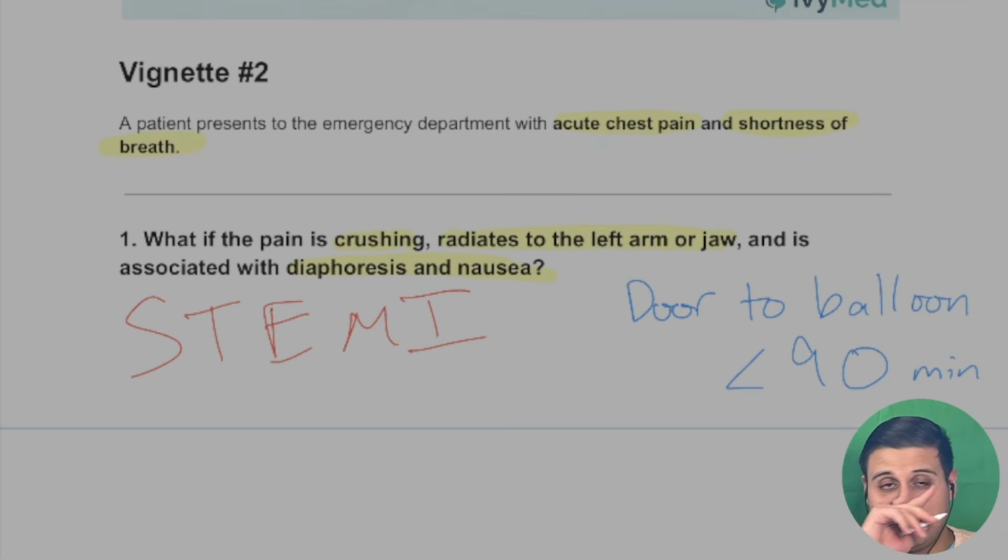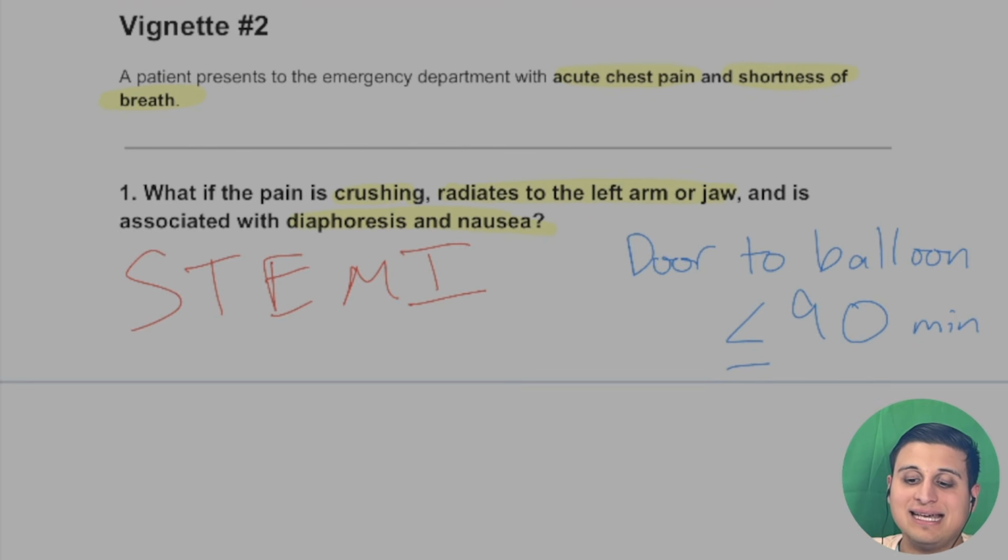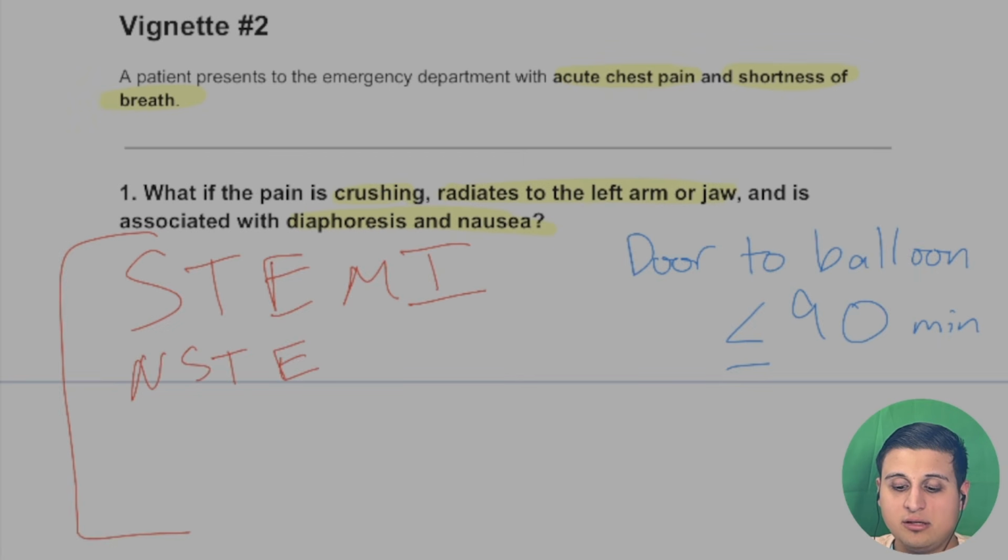Door to balloon means when they walk into the hospital to when they are in the cath lab within 90 minutes, all right? And that's the big reason why emergency room physicians need to be watching this. At the same time, we also want to make sure we're diagnosing this properly, because ACS is technically an overarching diagnosis that includes STEMI, non-STEMI, and unstable angina.